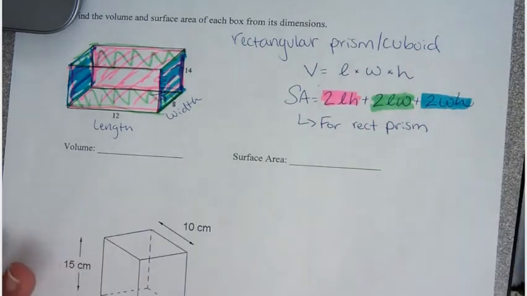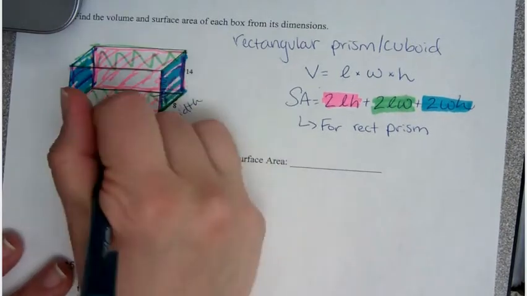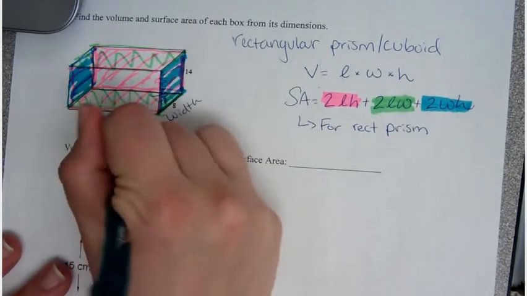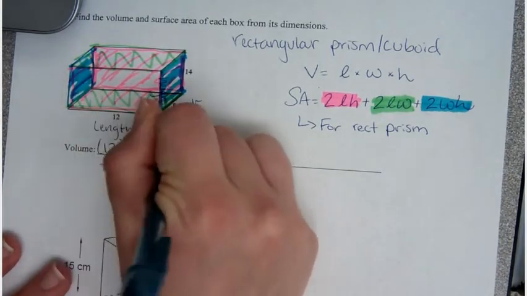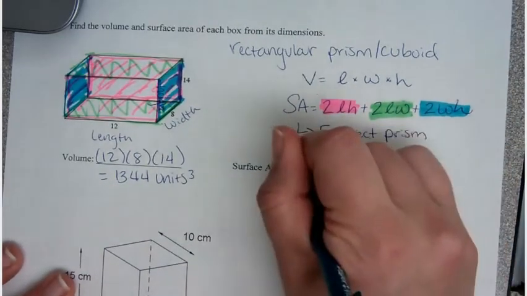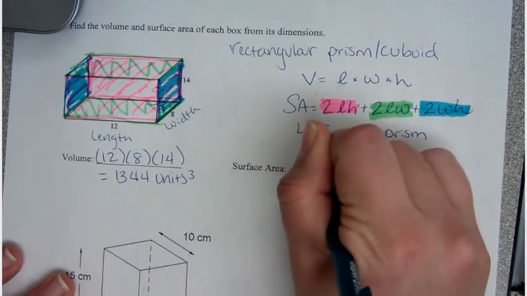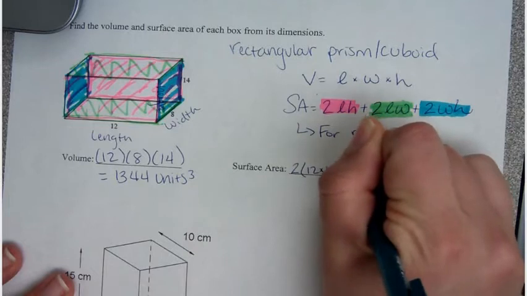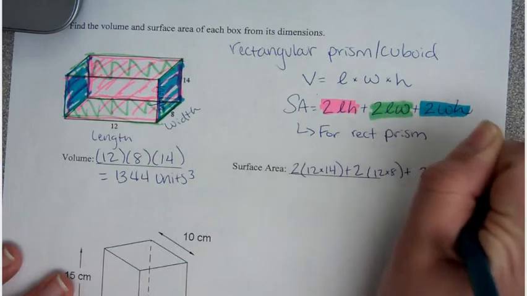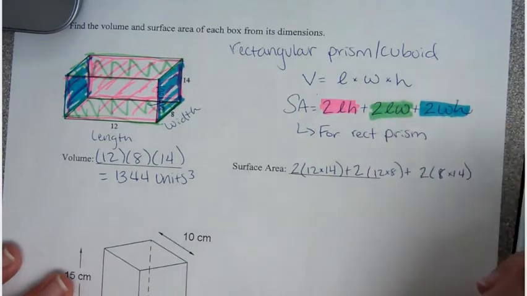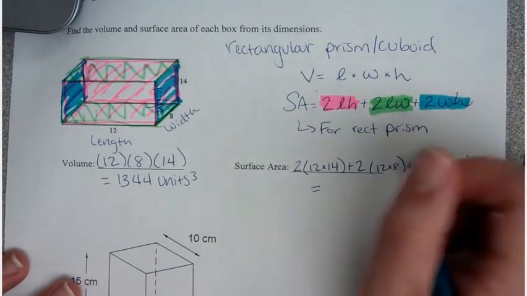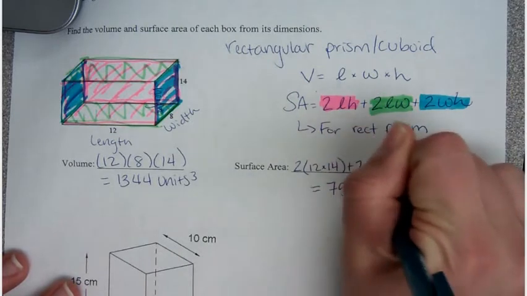Okay. So for this particular one, our volume is going to be 12 times 8 times 14, which is going to give me 1,344 units cubed. And then my surface area is going to be 2 times 12 times 14 plus 2 times 12 times 8 plus 2 times 8 times 14. And I will go ahead and spare you the suspense. When I put all of this in my calculator, I should get 752 units squared.